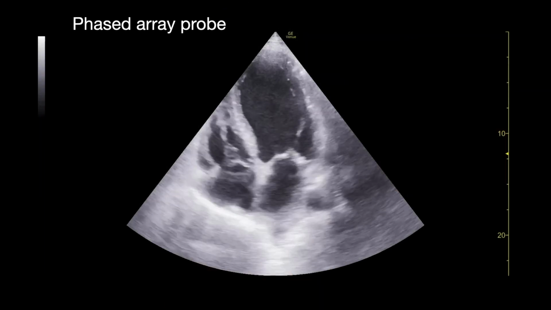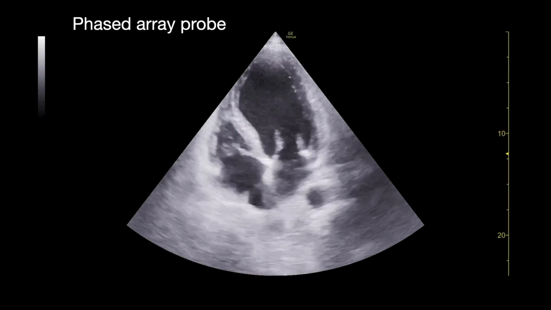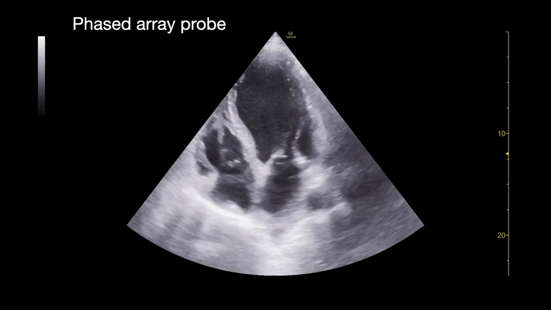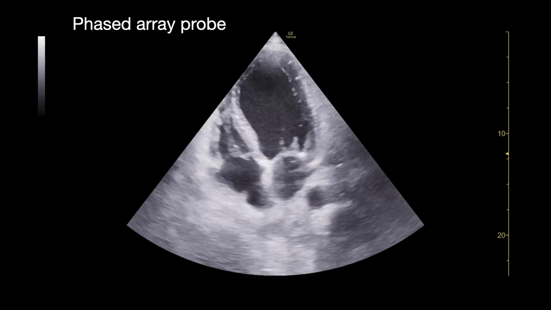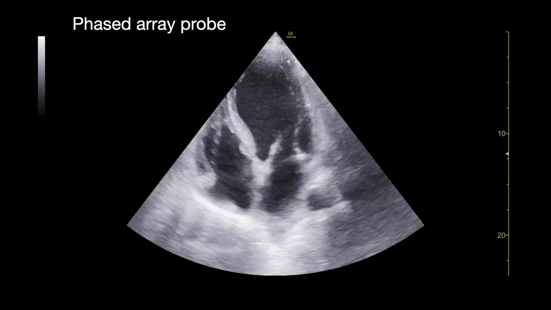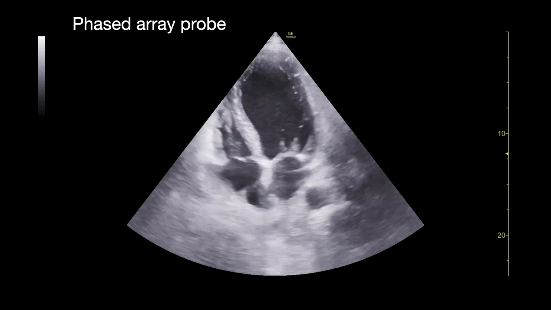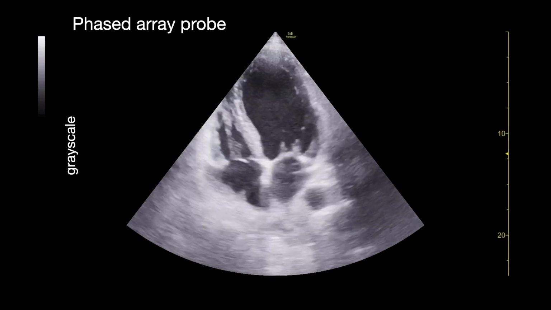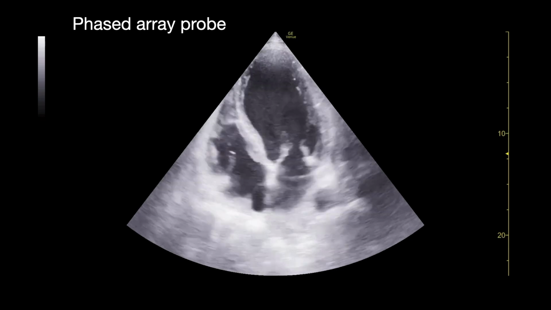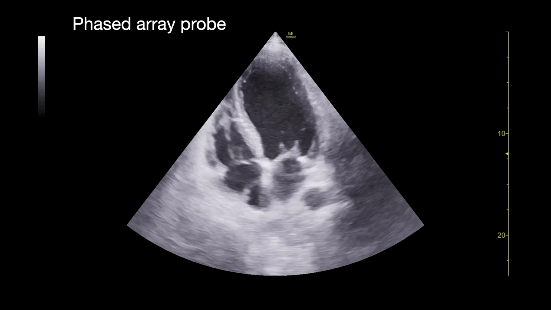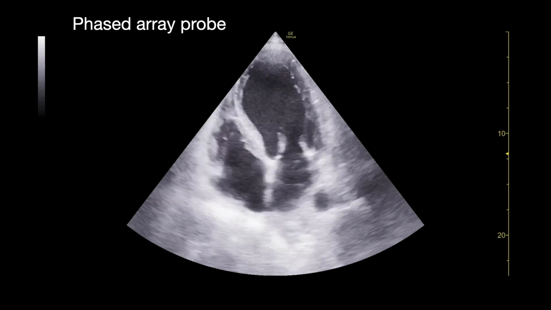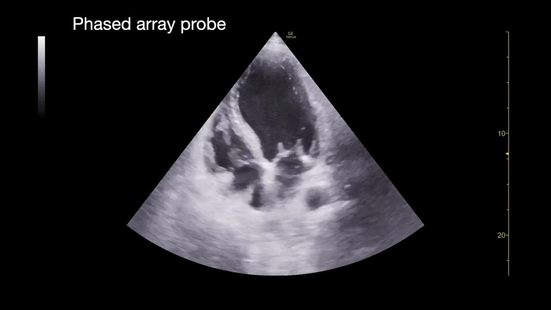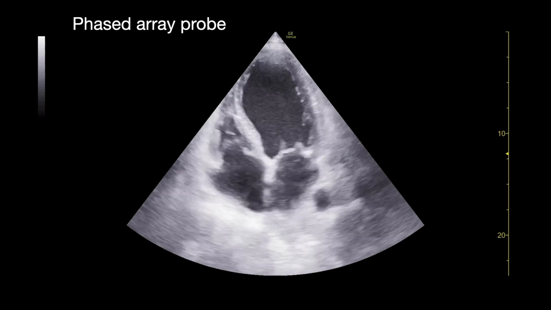So first we're going to talk about the phased array probe. The phased array probe has a very distinctive shape on the screen, and this shape is a triangular shape. We have things like the depth and the grayscale here, and also we have an indicator of where the probe is. In this case, we have a 4-chamber view of a heart.